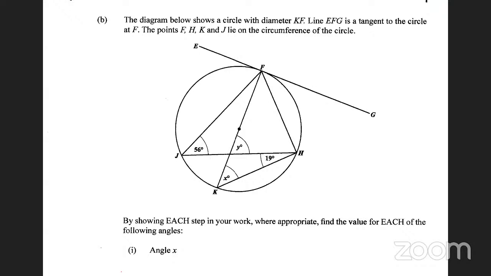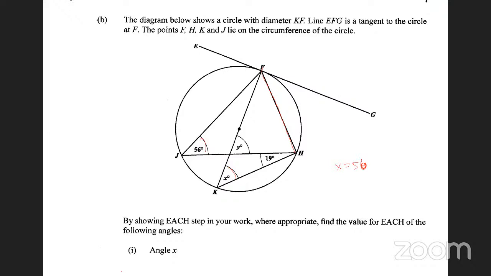So they want us to get X first, right? So we know that one chord forming 2 triangles, angle at the circumference equal. So X is 54, right? What else? They want us to get Y, right? 56, thanks, 56. So X is 56. Then they want us to get Y.